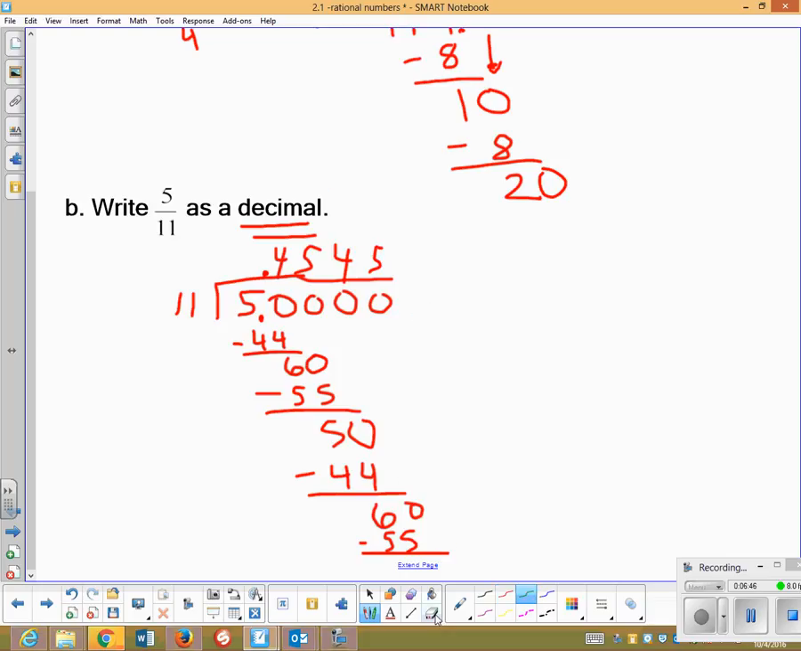So since the 4 and the 5 are being repeated, I'm going to go ahead and put a repeating bar on top of the 4 and the 5. So my final answer would be 0.45 with the repeating bar on top of both the 4 and the 5. That tells me the next numbers would be 4, 5, 4, 5, 4, 5. So that would be my answer for 5 over 11. So 5 over 11 is the same as 0.45 repeating.